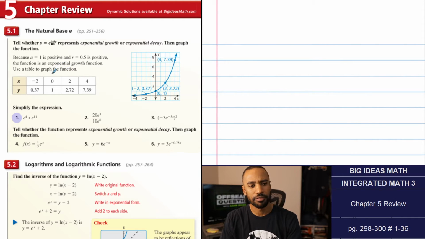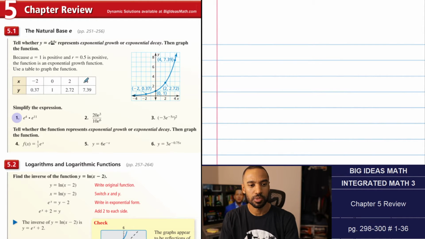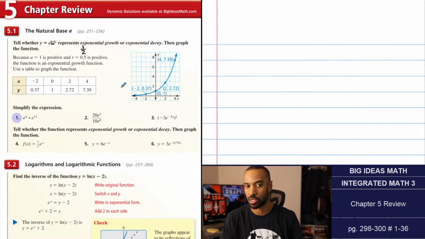So how do they get their graph? They go and use a table. I'm probably not going to use a table per se. I will use their table. And they substituted specific x values. These x values are because the r is 0.5. 0.5 is 1/2. That means there's a horizontal stretch by a factor of 2. That means you have to plug in double the x values to achieve the same y value that you would if the 0.5 wasn't there.